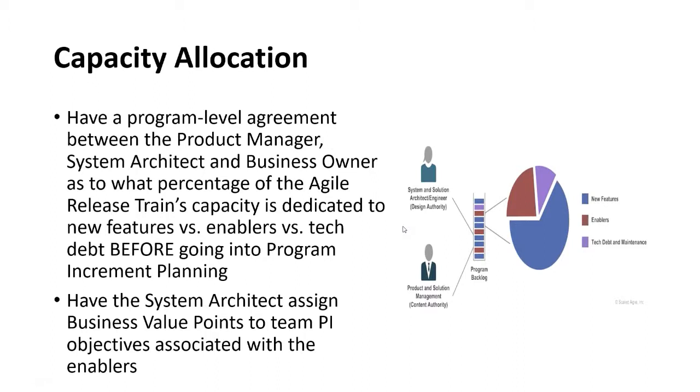Also, what we want to do is implement some capacity allocation at the program level. So the way that works, it's an agreement between the system or solution architect or engineer and the product and solution management folk, plus the business owner. And this agreement is usually facilitated by, in SAFe, what we call a release train engineer. It's kind of like a chief scrum master, a chief facilitator. They facilitate the discussion of this agreement. And so we say, okay, a percentage of the next 10 weeks of these 50 to 125 people is going to be dedicated to enablers, another percentage to technical debt and maintenance, and that way you're not creating a monster. And this agreement is done before we come into program increment planning.